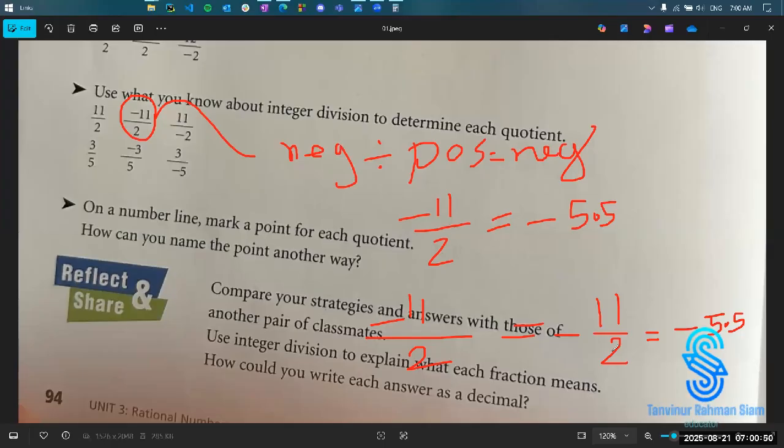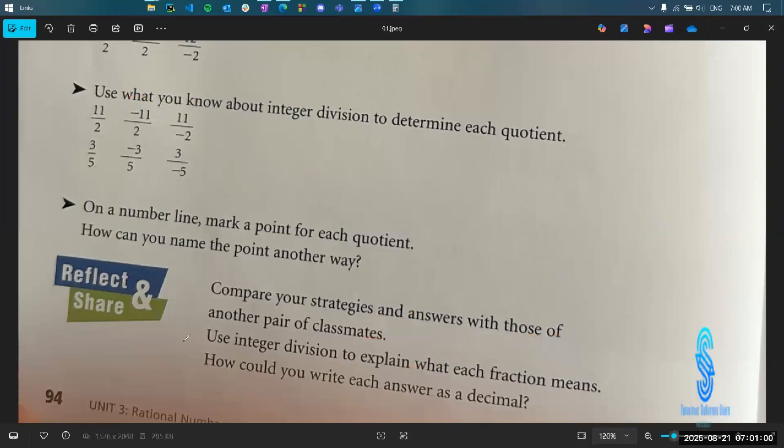So after that, they have said, you have got the point of what I was trying to say. Yes. Okay. So after that, they are saying: use integer divisions to explain what each fraction means. How could you write each answer as a decimal?